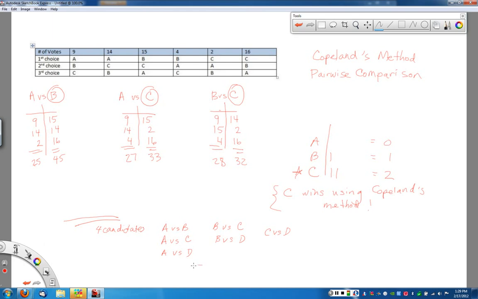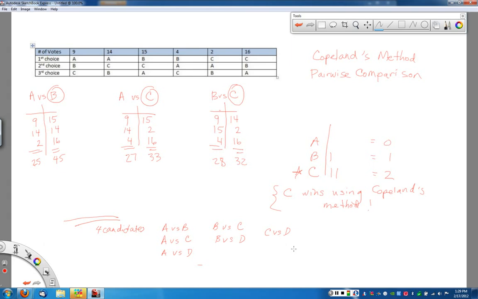Five candidates, it's going to be even worse, and so on. You can see that it quickly gets out of hand. But for small numbers of candidates, it's a great method. You can do it here with six, which isn't too bad. The process of adding these up isn't too difficult, so it's not too terrible. But give it a whirl.